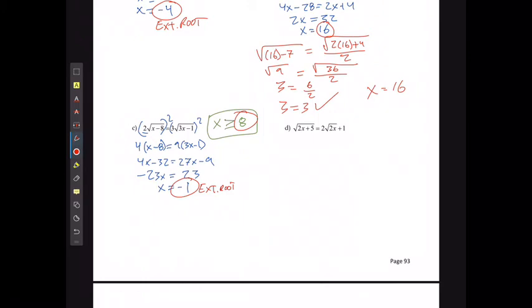Okay, now this is going to be the first case that we've had where we're going to have this binomial on the outside, so binomial that's not in the radicals. We're still going to start it the exact same way.